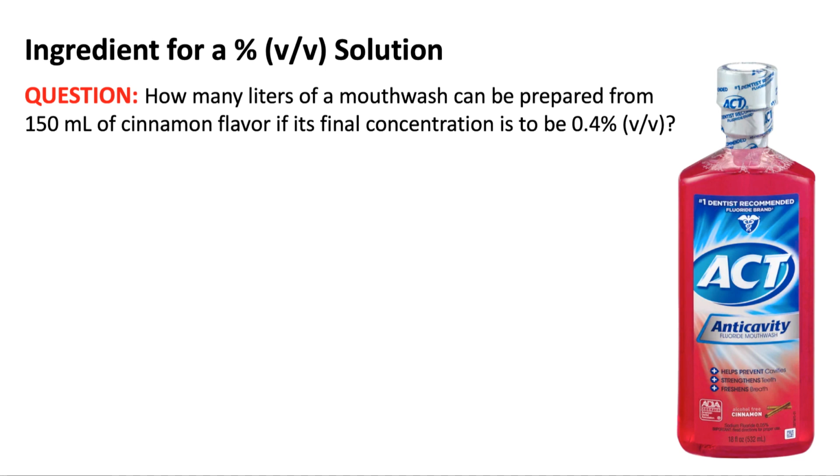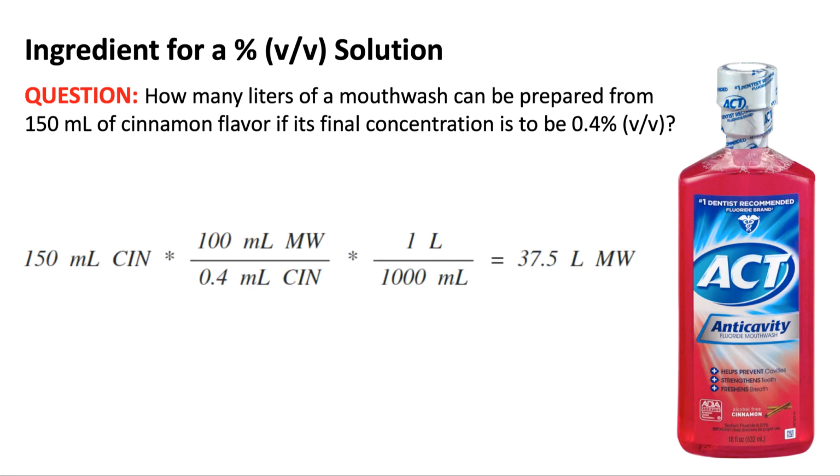Okay, so where do we start with this? Well, let's start with the volume of the cinnamon flavor that we have. So if I have 150 milliliters of this cinnamon flavoring, what I'm going to want to do is convert from the cinnamon flavoring volume that I know to the volume of mouthwash that I could produce. So I'm going to take my 150 mils of cinnamon, multiplied by the concentration we were given, but expressed as 100 milliliters of mouthwash on top per every 0.4 milliliters of cinnamon flavoring.